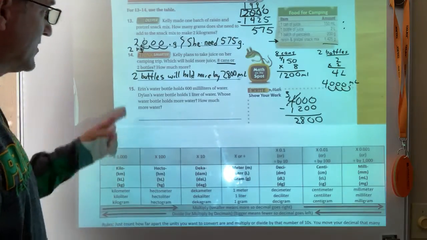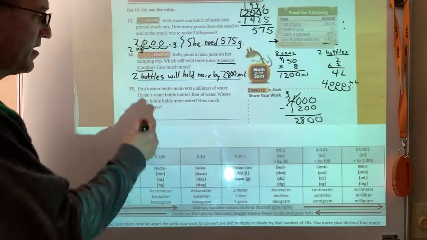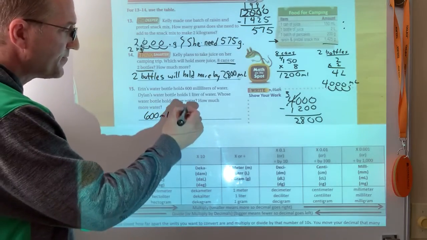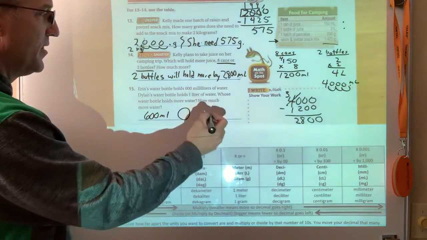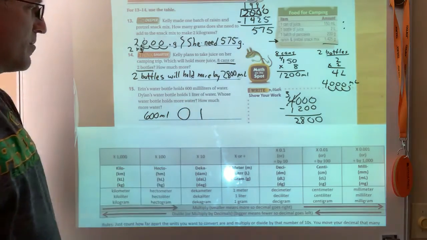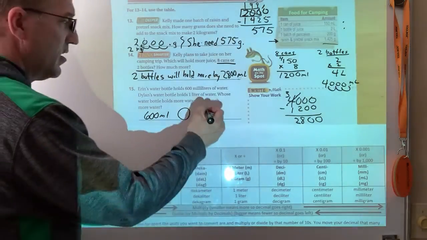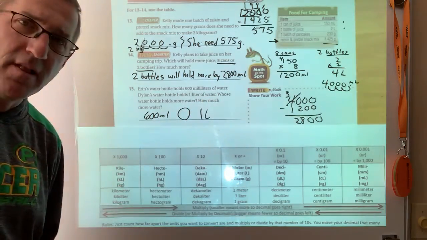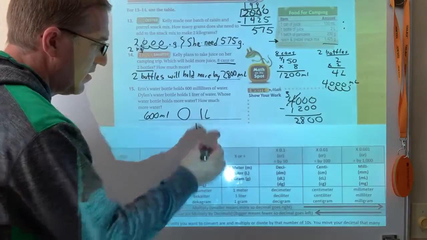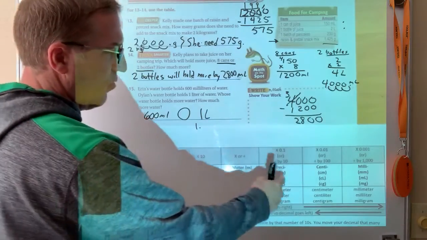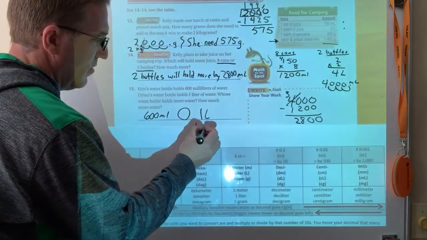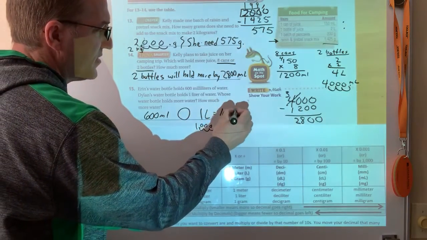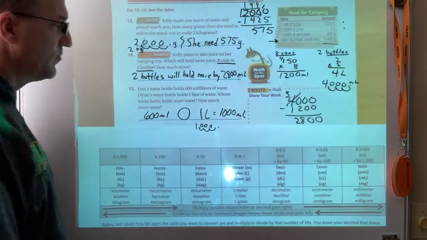All right, last one. Aaron's water bottle holds 600 milliliters. So what's bigger, 600 milliliters or 1 liter of water? Whose water bottle holds more, and then how much more? So what does 1 liter equal in milliliters? So I put my 1 right here. Put my decimal again. 1, 2, 3. 1, 2, 3. Decimal. Put my zeros in. This equals 1,000 milliliters.